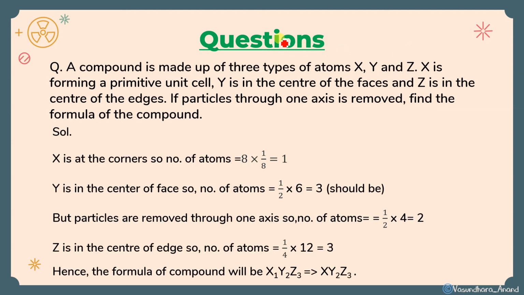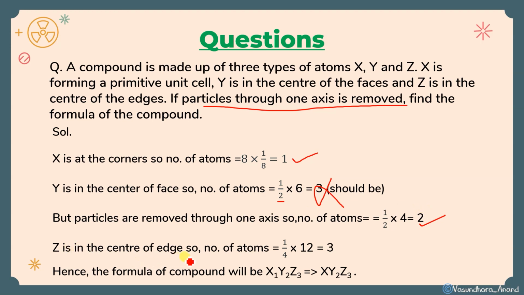So let's do this. X is at the corner, so it's not going to remove anything. So that means 1. Clear. Y is in the center of the face, so it should be 1 by 2 into 6. 1 by 2 is the contribution and 6 is the number of particles present on each face. So it should be 3. But since one axis is removed, two face centered particles are going to be removed. So out of 6, 2 will be removed, so it will be 1 by 2 into 4, which is equal to 2. So it should have been 3, but it won't be 3, it will be 2.